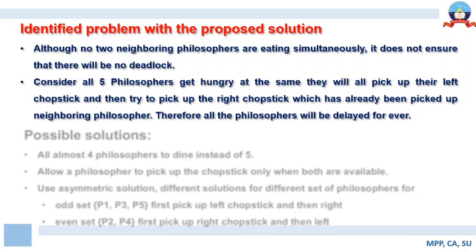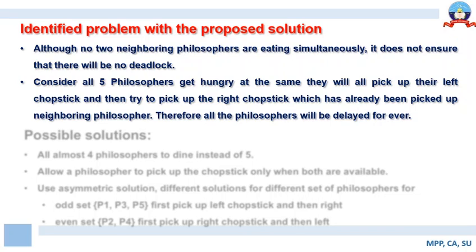So what they will do, all of them will pick up their left chopsticks and then try to pick up the right chopsticks. Now, since the chopstick at the right of one philosopher may be the chopstick placed at the left of another philosopher, all the philosophers will pick up their left chopsticks. Then there are no vacant chopsticks on the table that can be picked up by any of the philosophers.